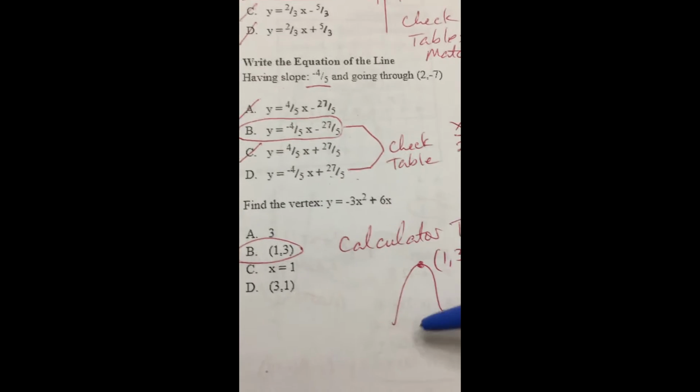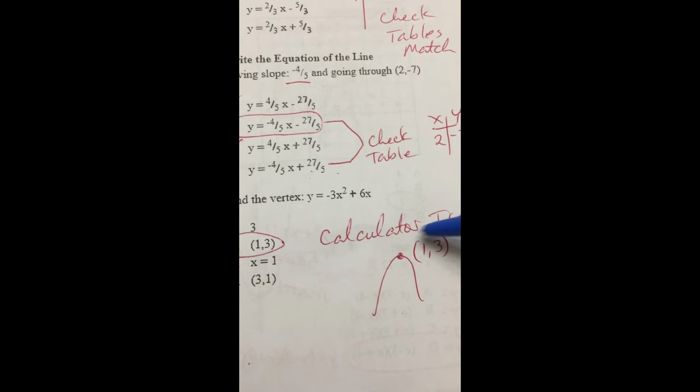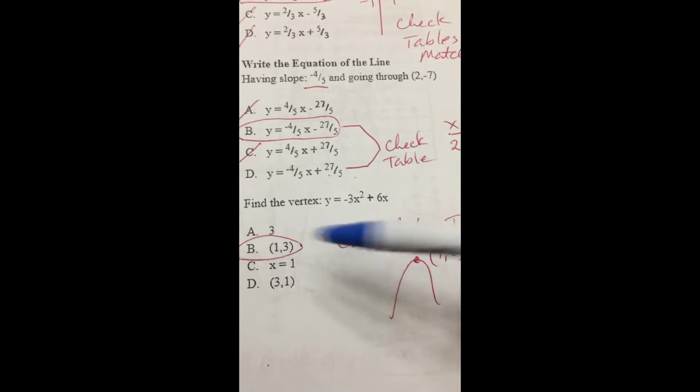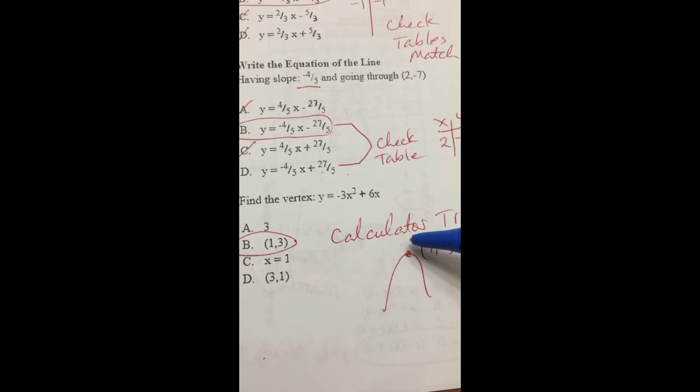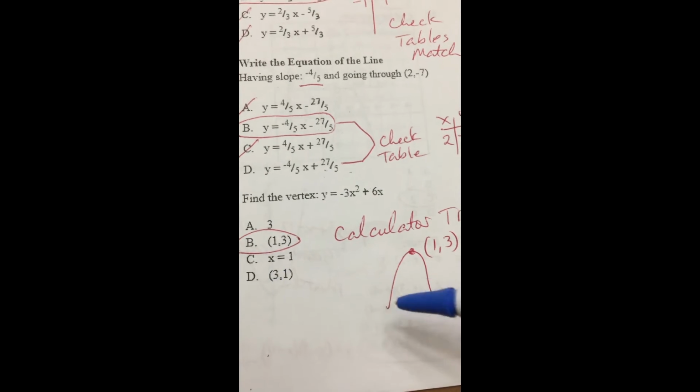Find the vertex. Now this time again, trace around it and find the actual vertex. So we want the ordered pair. So 1, 3 is that. Remember, you do the x number first and the y number second. So don't tell me 3, 1. It was over 1, up 3. So x number first, y number second.